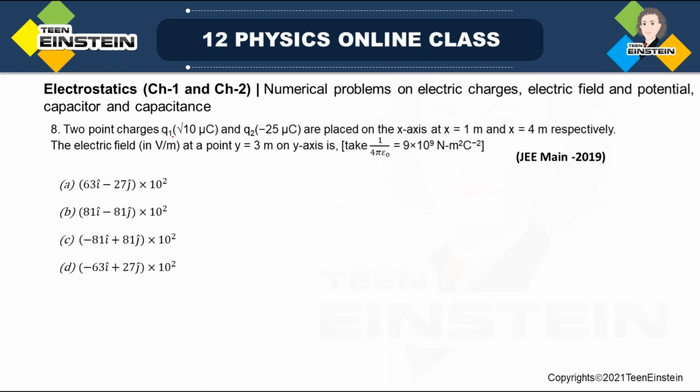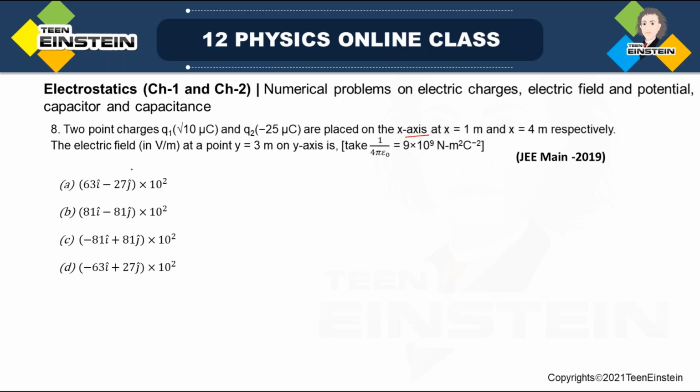The two point charges Q1, which is given as square root of 10 microcoulomb, and Q2, which is minus 20 microcoulomb, are placed on the x-axis at x is equal to 1 meter and x is equal to 4 meter respectively. That means there are two charges Q1 and Q2. One is a negative charge, another one is a positive charge. They are placed on the x-axis at x is equal to 1 meter and x is equal to 4 meter respectively from the origin.